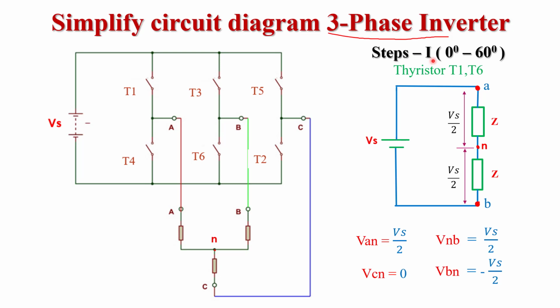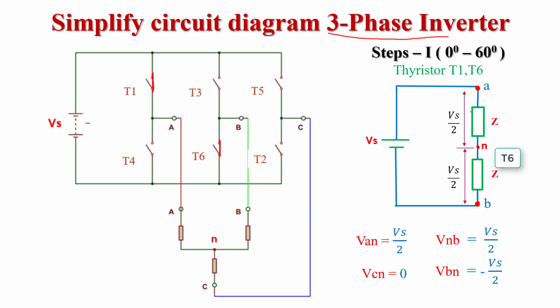Step 1 is from omega t equal to 0 degree to 60 degree. In this step, two thyristors are conducting, T1 and T6, while the other remaining thyristors will not conduct. So only two thyristors behave like closed switches, T1 and T6. And we know that T1 is connected to phase A and T6 is connected to phase B. So first we draw the simplified circuit diagram. Here T1 behaves like a closed switch, and T6 behaves like a closed switch. T1 is a positive group thyristor and T6 is a negative group thyristor.